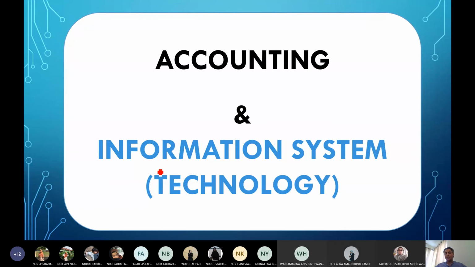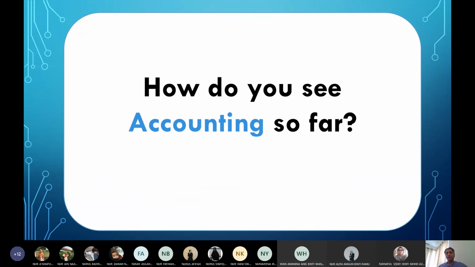How about the information system? Information system, basically it is about systematically processing certain data and generating useful information to the end users using technology, which is either software or other IT infrastructure.